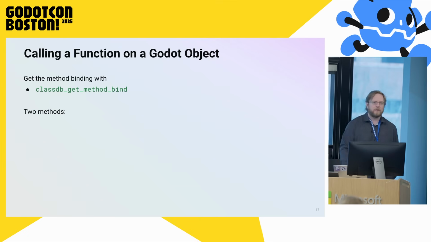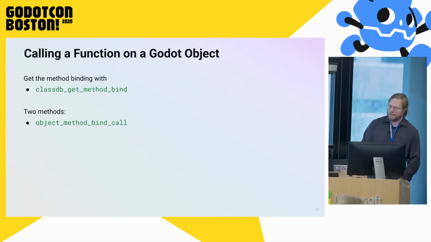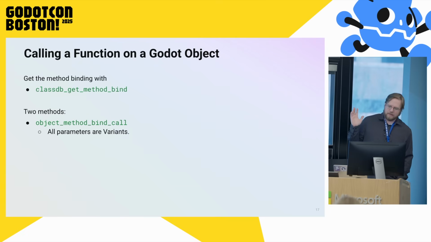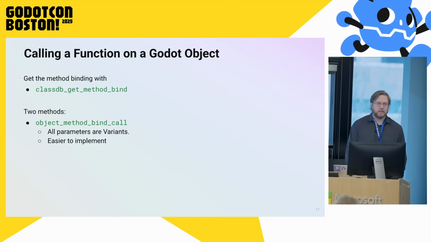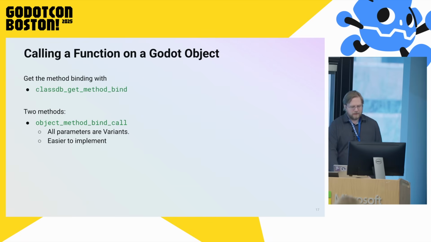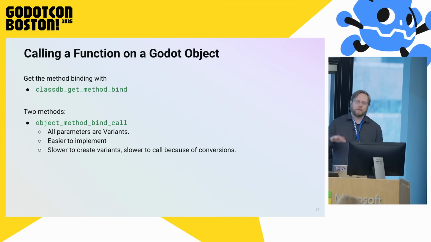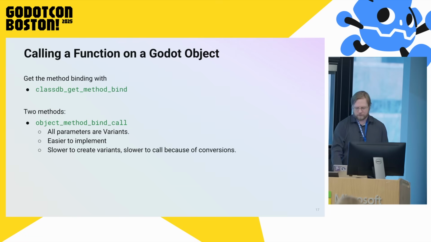And then there are two methods once you have the method bind to call them. The first one is going to be object method bind call. Here, all the parameters are variants. So they're all of the same type, and as a result, it's much easier to implement. Put everything into a variant, put it in an array, pass it to object method bind call, and you're good. The problem is it's slow to create variants. It's slower because of all the copy constructors and conversions, and that has to happen both on your side when you create the variants, and then on the other side, it's going to pull everything out of the variants in order to call the actual function.